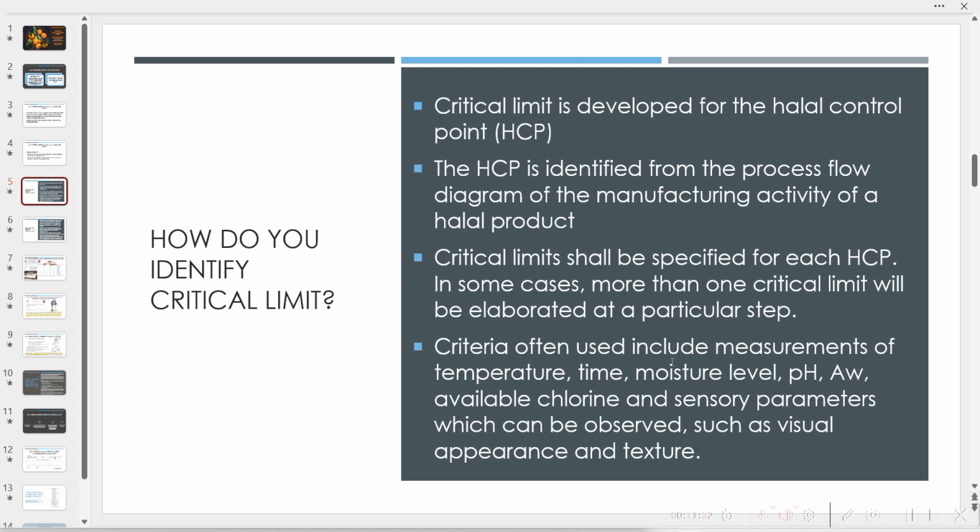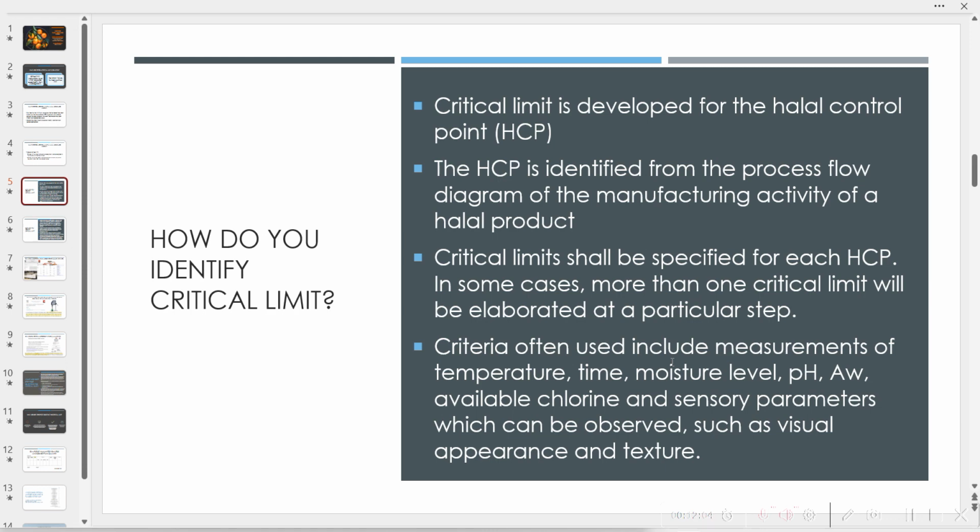So critical limit is compulsory to be prepared for halal control point. From Dr. Nurul's section, you have identified the halal control point. You bring the step to the second table, and then from this second table, you have to establish a critical limit for that step. The halal control point HCP is identified from the process flow. This one is as a revision only. Critical limit shall be specified for each HCP. In some cases, more than one critical limit will be elaborated at a particular step.